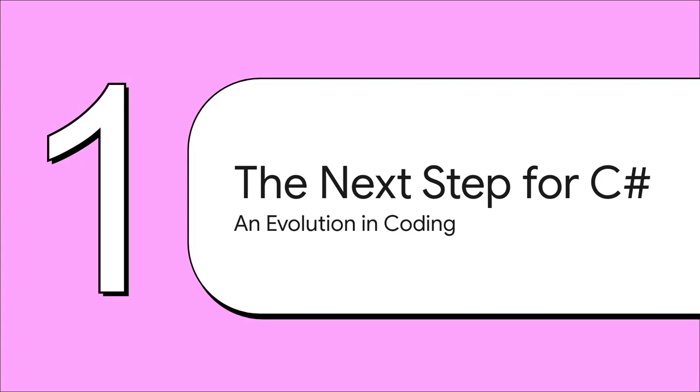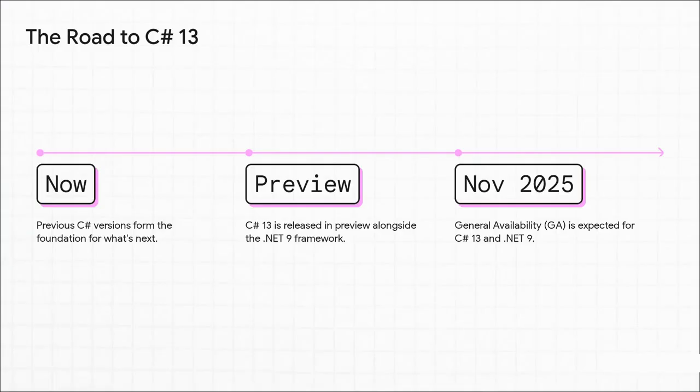This isn't just some minor incremental update. No, this is a pretty significant evolution in how we actually write C# code. And you'll be seeing C# 13 arrive right alongside .NET 9. We're already getting to play with it in the previews, and we're looking at the big general release around November 2025. So yeah, it's positioning itself as the next major step for the entire .NET world.